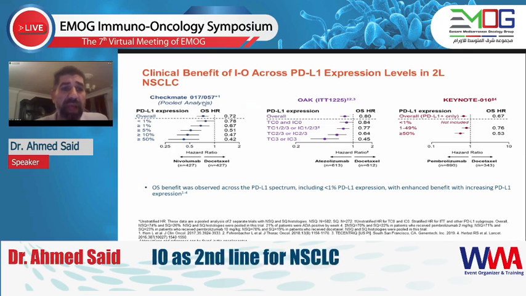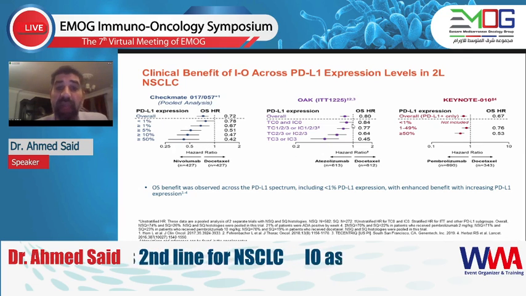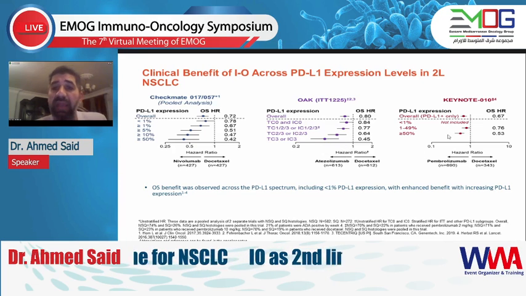So the clinical benefit of IO across PD-L1 expression in the second-line setting, we can see it in the CheckMate pooled analysis. All favor nivolumab rather than docetaxel. In the OAK, it favors atezo versus docetaxel, and in the KEYNOTE, it favors pembro rather than docetaxel.